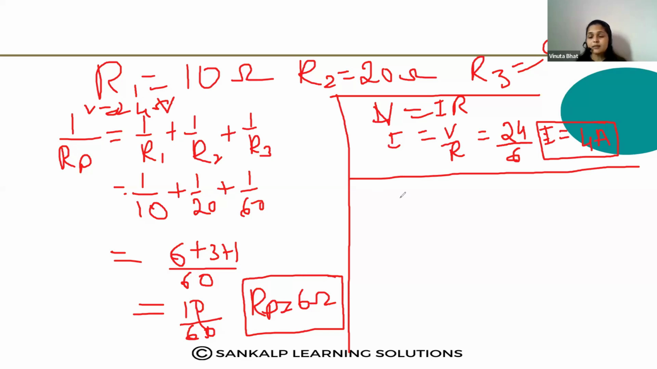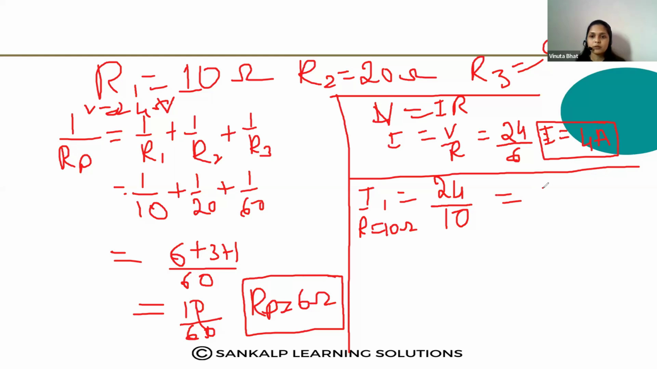Then next, in the third step, what do you have to find out? You have to find out the current flowing through each resistor. This is the circuit where the parallel connection is there. So when the parallel connection is there, the current flowing through each resistor is different. So we have to find out I1. I1 is V by R. V is equal to 24 volt, potential difference is 24 volt, and R is equal to 10 ohm.